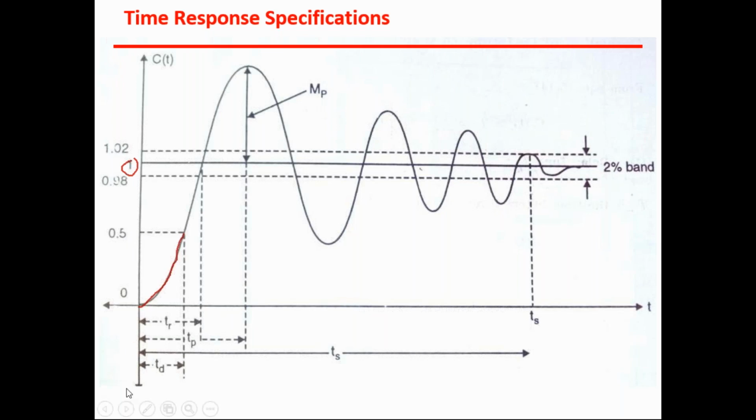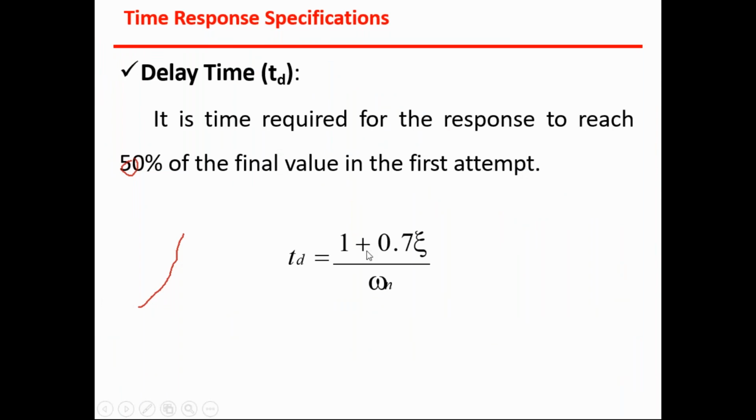And its formula is TD is equal to 1 plus 0.7 zeta divided by omega n. Now by using the transfer function, that is a characteristic equation, how we can calculate the TD value. So that is our intention. Okay, so the standard form of characteristic equation is s square plus 2 zeta omega n s plus omega n square. సో మనకు ఒక characteristic equation ఉంది అనుకోండి, అంటే s square plus 5s plus 4. సో ఇది మనకు ఒక characteristic equation.